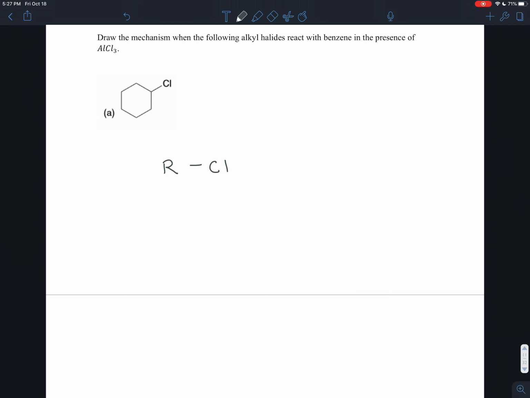Usually the halogen is chlorine. You'll have a metal catalyst, like AlCl3, and you'll have benzene. Those are the three ingredients you need to mix together to whip up these pancakes.